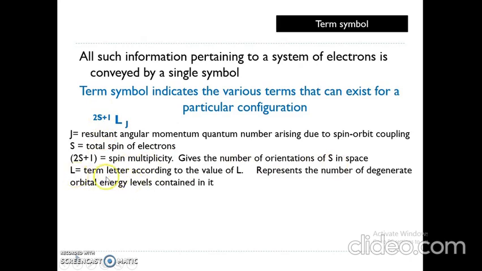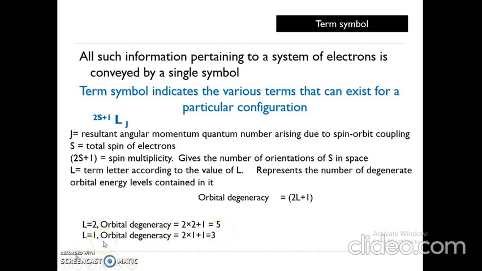Now L represents the term letter according to the value of L. That is, we are not writing the value of L here, but a term letter corresponding to the value of L. And this represents the number of orbital energy levels contained in it, which means the orbital degeneracy is given by the formula 2L+1. Say for example, if L equals 2, then the orbital degeneracy will be 5. If L equals 1, then the orbital degeneracy will be equal to 3.